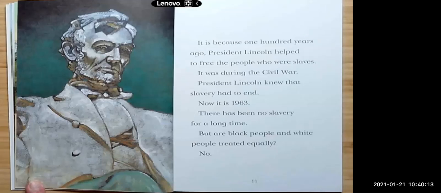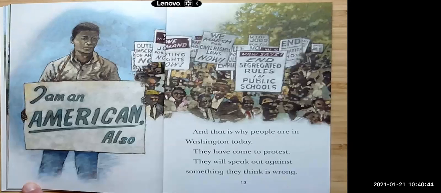Here we go. It is because 100 years ago, President Lincoln helped to free the people who were slaves. It was during the Civil War. President Lincoln knew that slavery had to end. Now it is 1963. There has been no slavery for a long time. But are Black people and white people treated equally? No. And that is why people are in Washington today. They have come to protest. They will speak out against something they think is wrong.